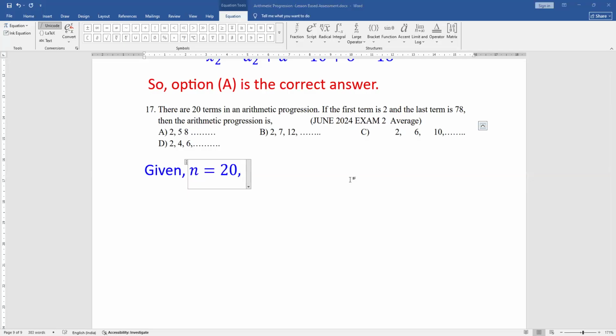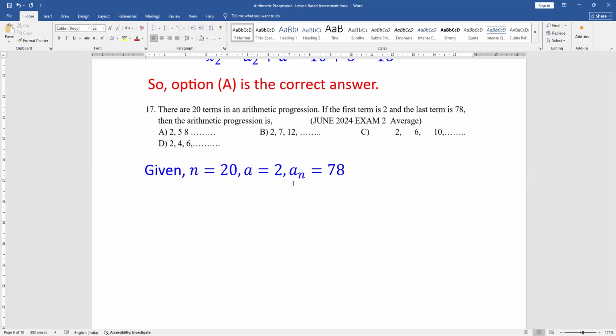Next, what is given? a equals 2. Here a is the first term, which is 2, so a equals 2. Then the last term is 78. Whenever we say last term, we always indicate it with an. So an equals 78. Next, what do we need to find out? We need to find the AP.